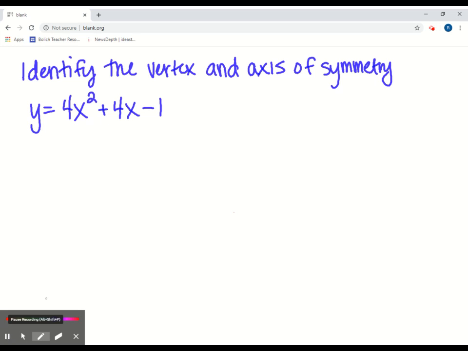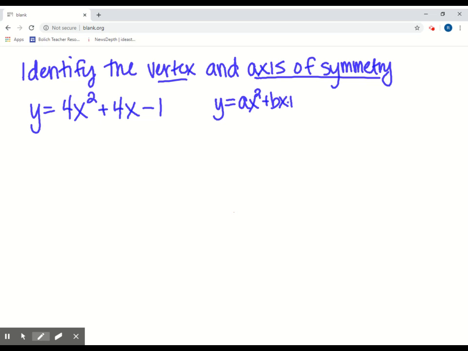All right, so today we're going to identify the vertex and the axis of symmetry for this given quadratic equation, y equals 4x squared plus 4x minus 1. Whenever you have a quadratic equation, it's important to identify the coefficients a, b, and c. But to do that, remember that standard form is y equals ax squared plus bx plus c.